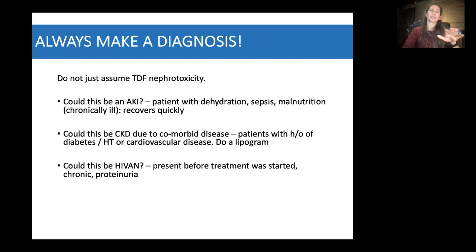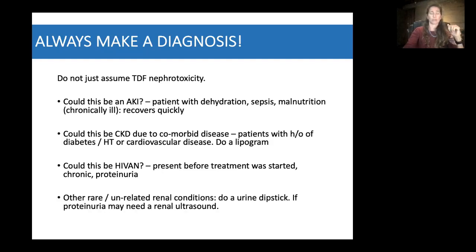And only then can you start thinking about the weird and wonderful, like HIVAN. That's a condition we see in patients who have had HIV for a long time. They're not yet on ARVs. They usually have quite a lot of proteinuria. You'll have a history of a creatinine that's been up for a while. And with ARVs, they usually improve beautifully.